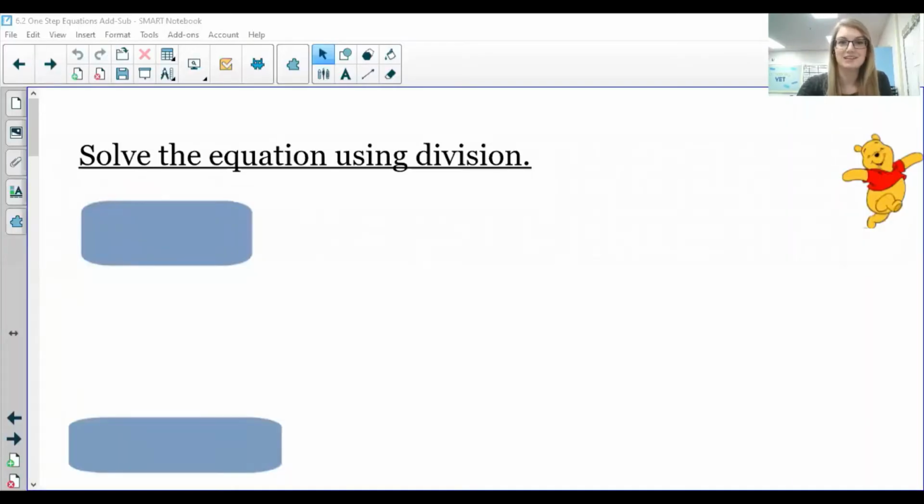Except today, instead of doing addition and subtraction, we're going to solve equations using multiplication and division. So we're going to use the exact same skills that you learned in the last video, and instead we're just going to multiply and divide, okay? So here's the slides, and I'm going to head right up to the front.